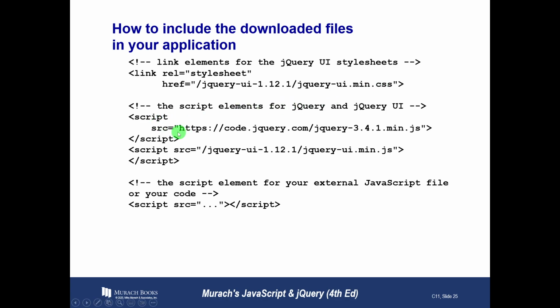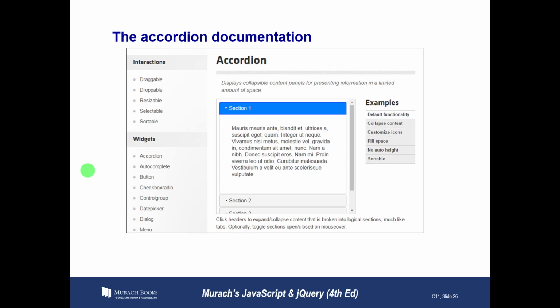You'll also have to load the scripts. Obviously, jQuery is going to get loaded first, but then there's jQuery UI-1.12.1, jQuery UI min.js. So include the jQuery UI file after jQuery, and then script the element for your own code. Remember, you're almost always going to have your own JavaScript too, and that should follow the rest of those. Okay. Not much different than the other plugins we've seen so far. Import your CSS, import your JavaScript file.